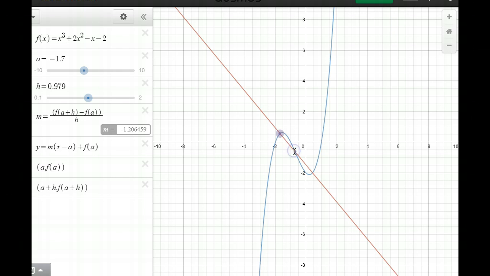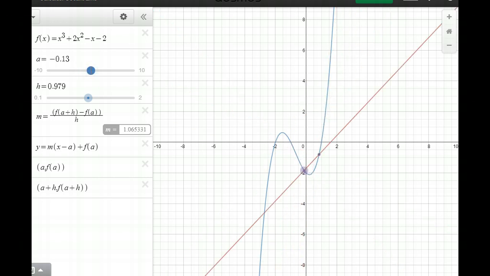crossing the graph at 2 points. Depending on where we move these points, we're crossing at 2 points. We can slide this around. Because there's 2 points there, if we were to find the slope between those 2 points, that would be our average rate of change. That's what it meant. It was the slope between 2 points.